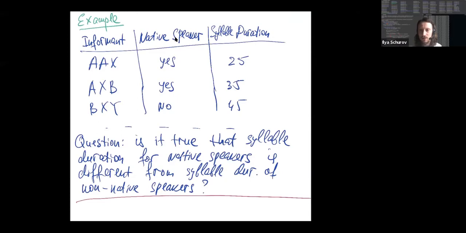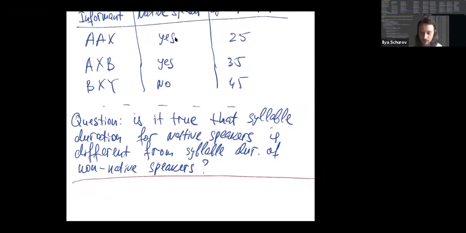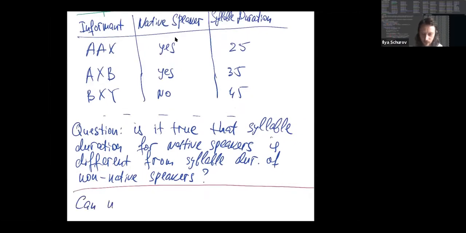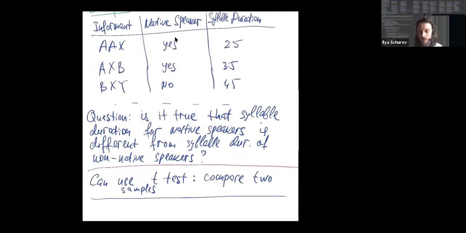Actually, they are more or less equivalent in this case, but if we return to the beginning of the course, we have two groups of people and two groups of numbers and you have to compare their averages. T-test, yes. We can use a t-test and just compare two samples. Yes, and this is probably how you would solve this problem. Actually, there was another idea to use linear regression.